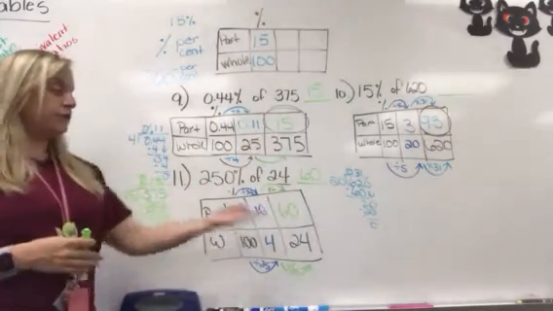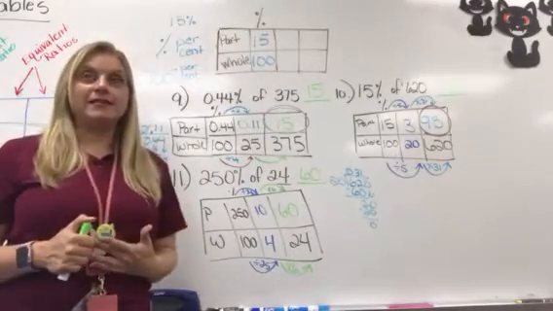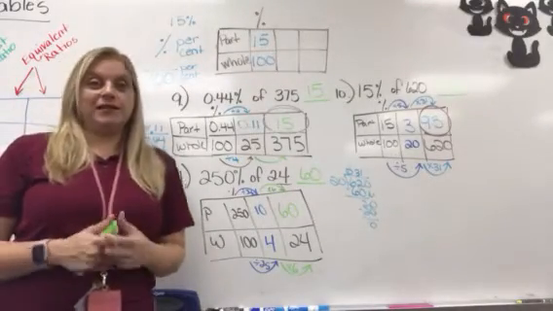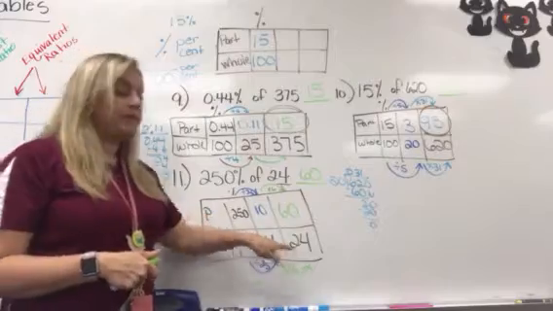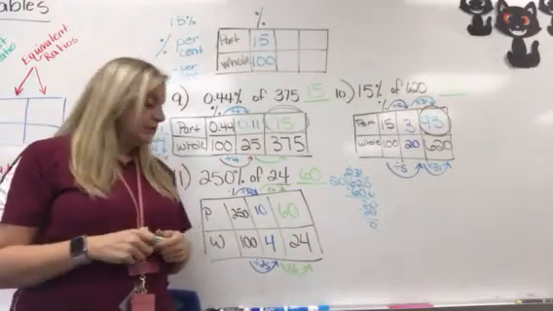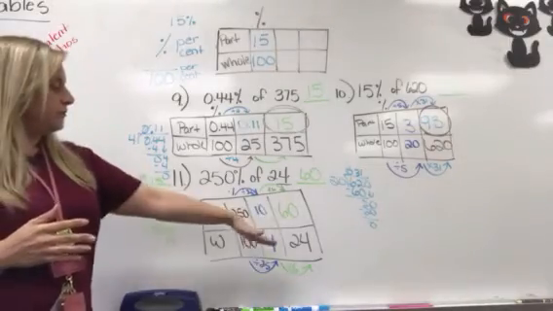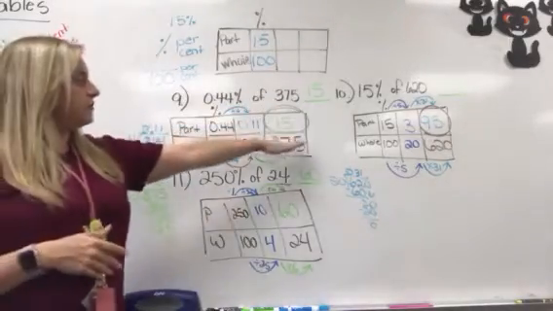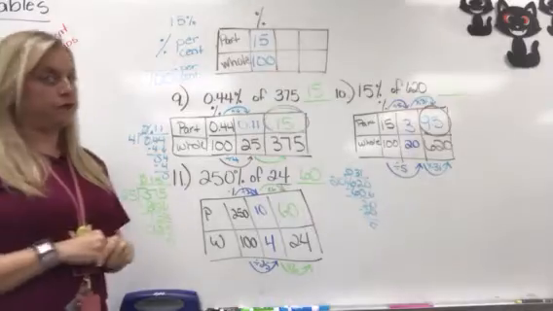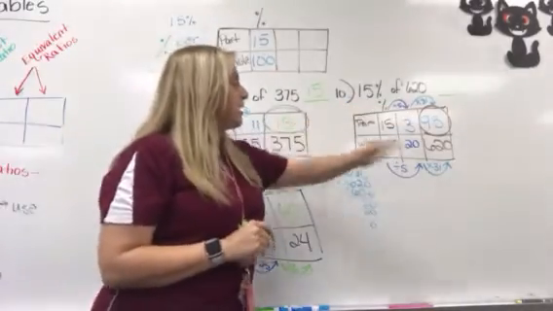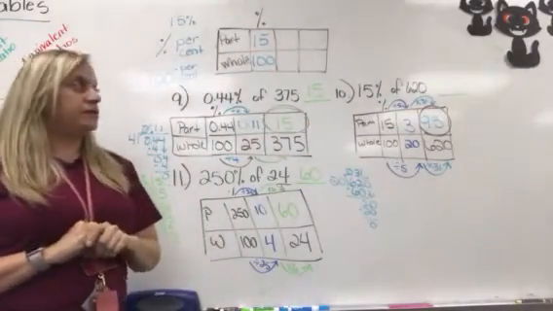Now I got more than 24 because my percent on that test was 250%. Anytime it's over 100, your number is going to be bigger than the bottom number. So it's super exciting stuff. So 60 out of 24 to get a 250%, 15 out of 375 to get a 0.44%, and 93 out of 620 to get a 15%.